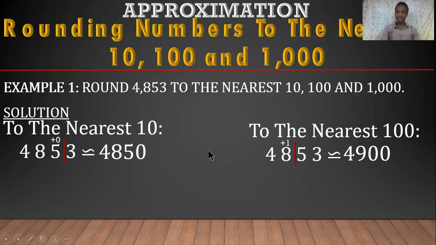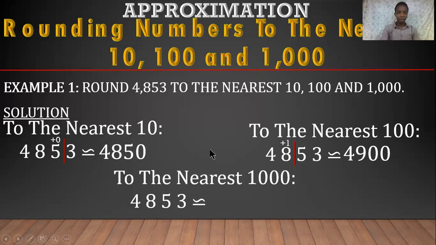You should understand this. To the final question, to the nearest thousand. Okay, my place value again: units, tens, hundred, and thousand.